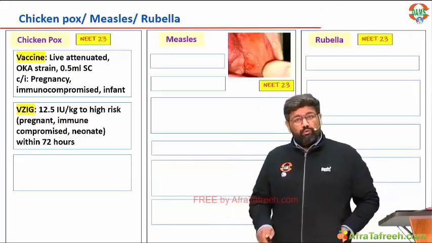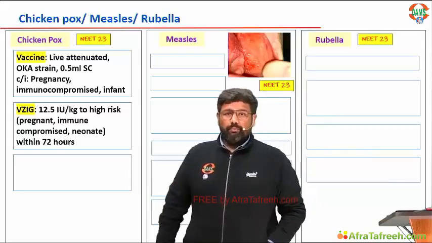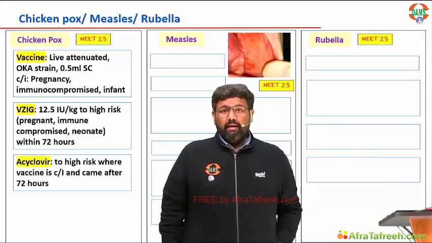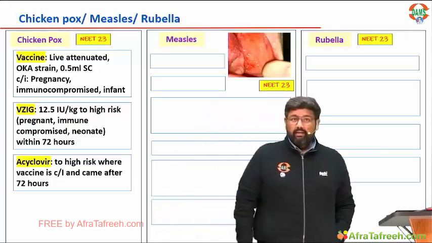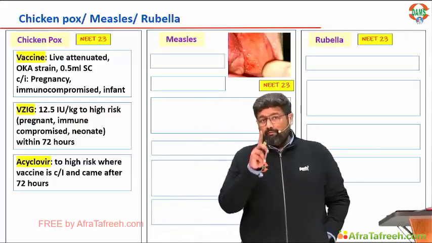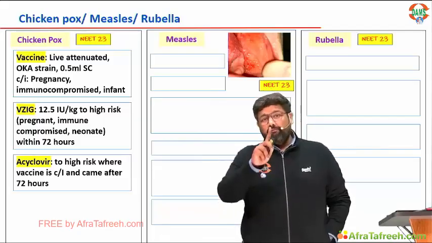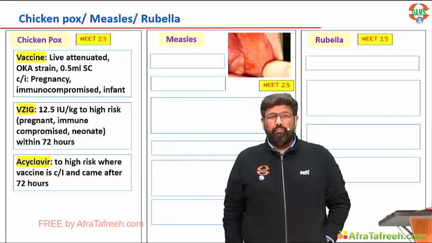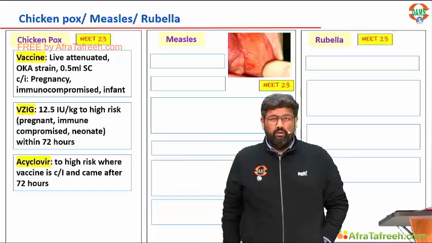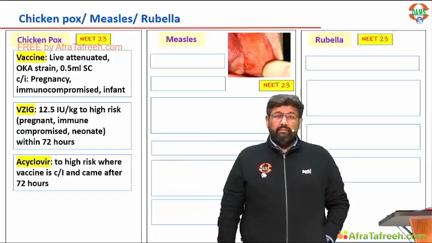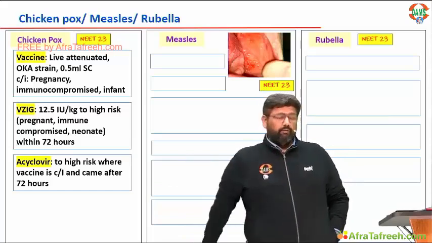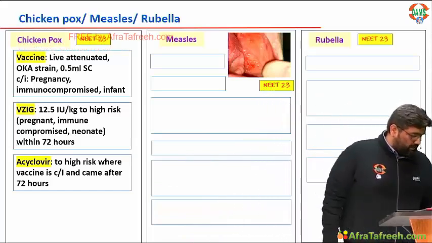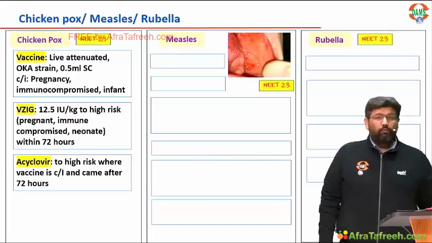Now these 2 points are given in the PSM textbook, but the guidelines, the pediatrics textbook, Nelson and the other guidelines say that if you have a pregnant woman, she came 5 days after exposure, vaccine is not given, but 72 hours also lapsed. In that case, you can give acyclovir.